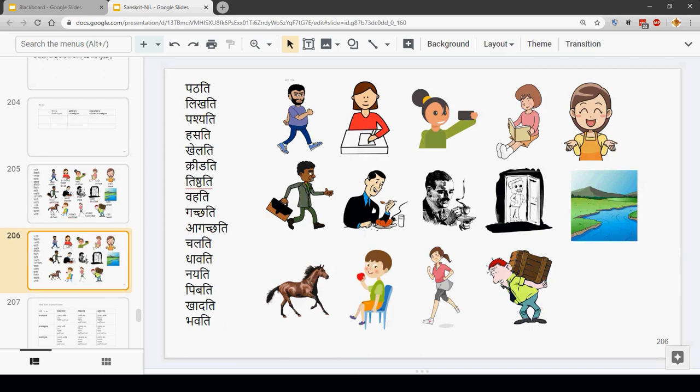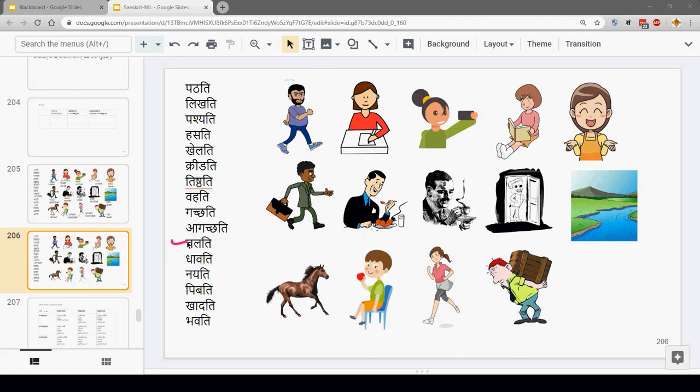Alright, so anybody want to try? Okay, let's start with Giovanni. What is this first person doing? Can you match one of these? That's chalati. Saha chalati. Okay, that one is over.